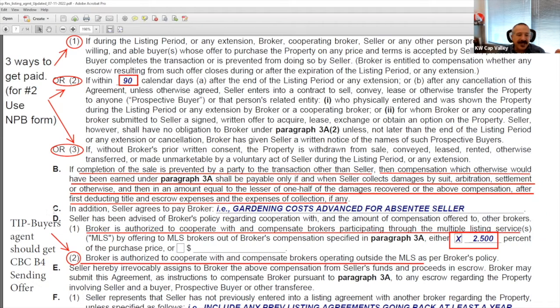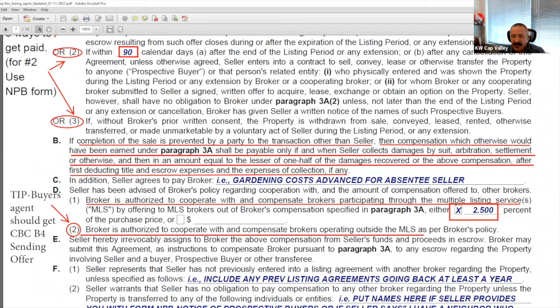Now, there's a section here, C, in addition, seller agrees to pay broker. And I put in an example, gardening cost advance for absentee seller. That would be the type of thing that you can get additional money for, but it's not money for selling the house. It's money to reimburse you for expenses that you might have advanced for the client. Whether that be, you're working with a seller who's an out-of-state investor, and during the listing period, you've been paying a gardener to come by once a week and mow the lawn. So you would put that information here, and then prior to close of escrow, you would get those bills to the escrow company so they can cut reimbursement at the close of escrow. That's what you would use this for.